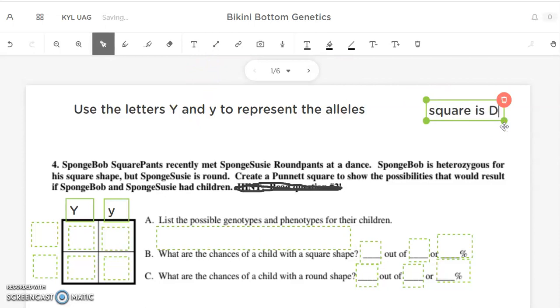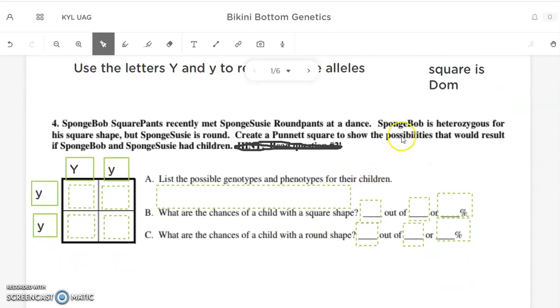Square is... All right. Now it says Susie is round. Okay. Well, if square is dominant, I know that heterozygous and homozygous dominant have capitals. So it has to be homozygous recessive, meaning little y, little y. Okay? Now it says create a Punnett square to show the possibilities that would result.